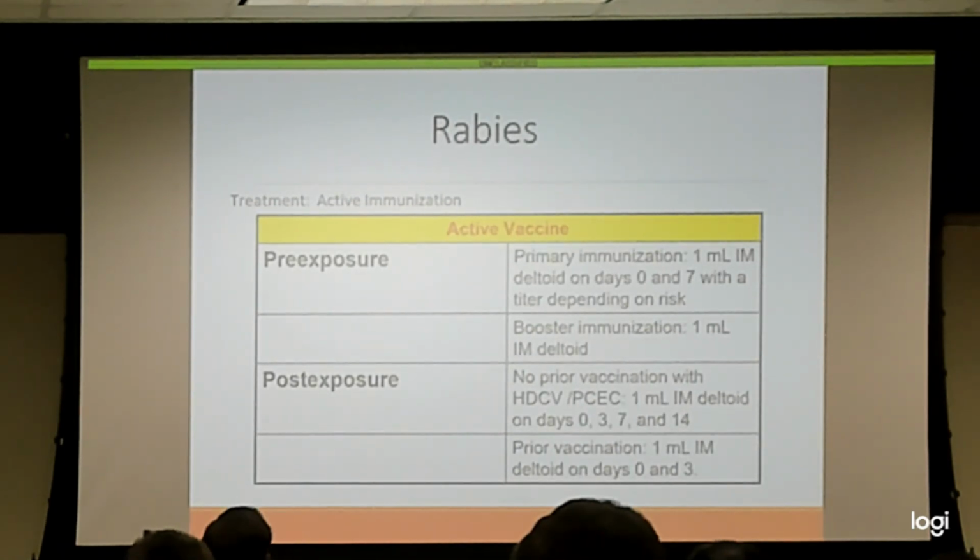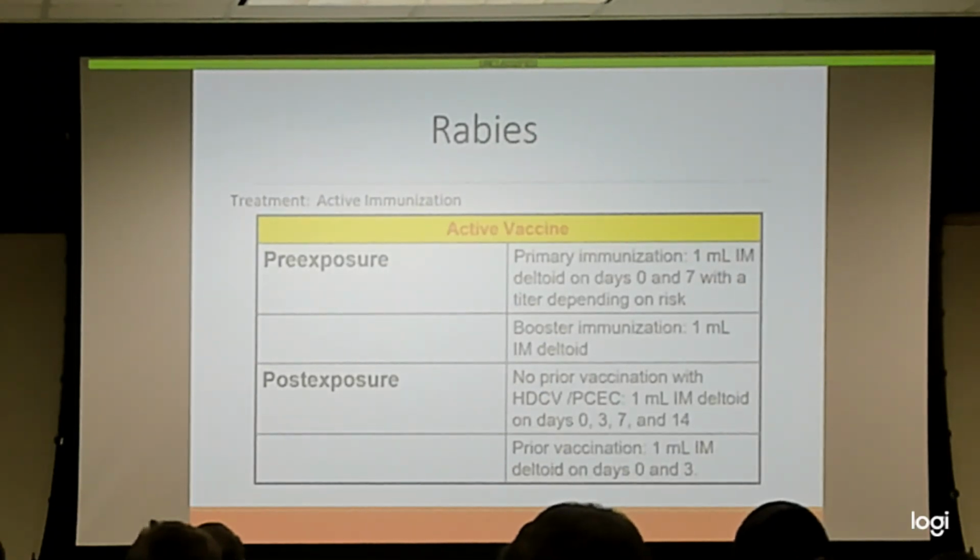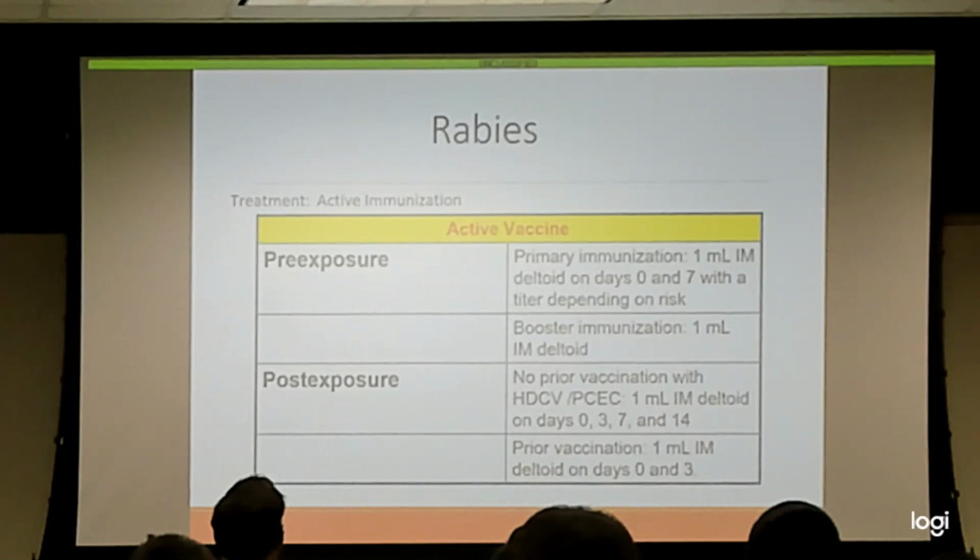And then post-exposure is the more important one, right? Because if you don't have the vaccine, you need to get 4 shots. Day 0, day 3, day 7, and day 14. But if you do have the vaccine, okay, you're only getting 2 shots on day 0 and on day 3, right? So you need to know that. Pre-exposure versus post-exposure.